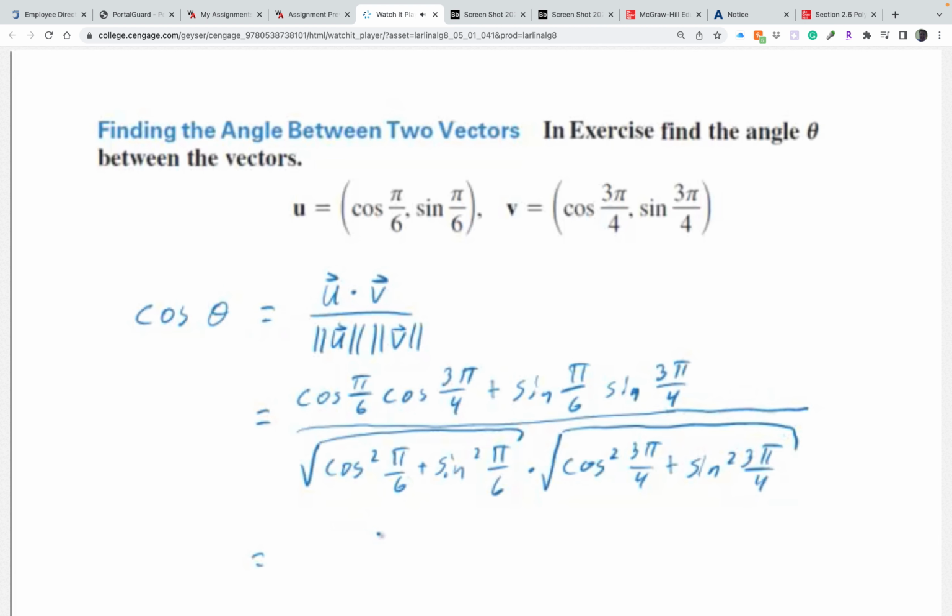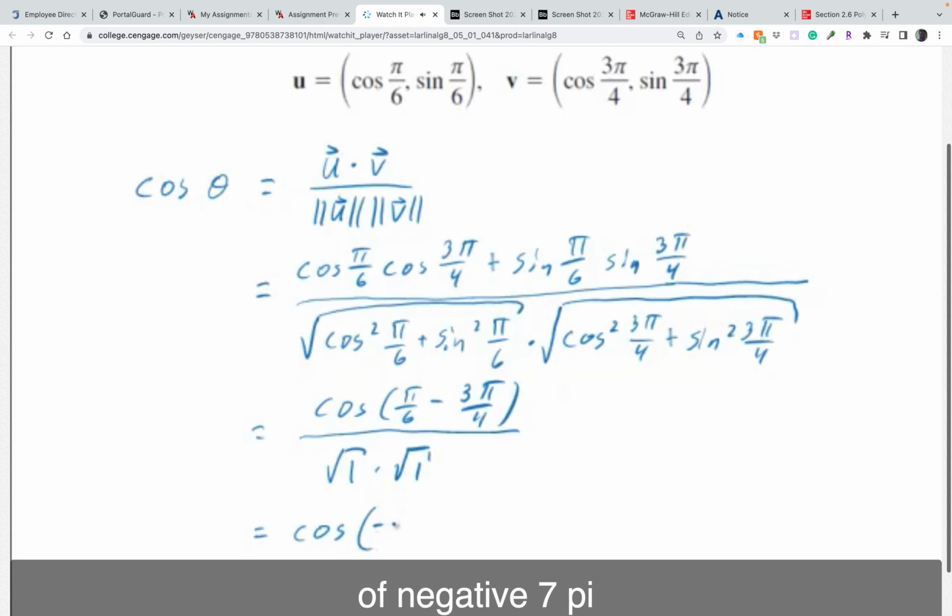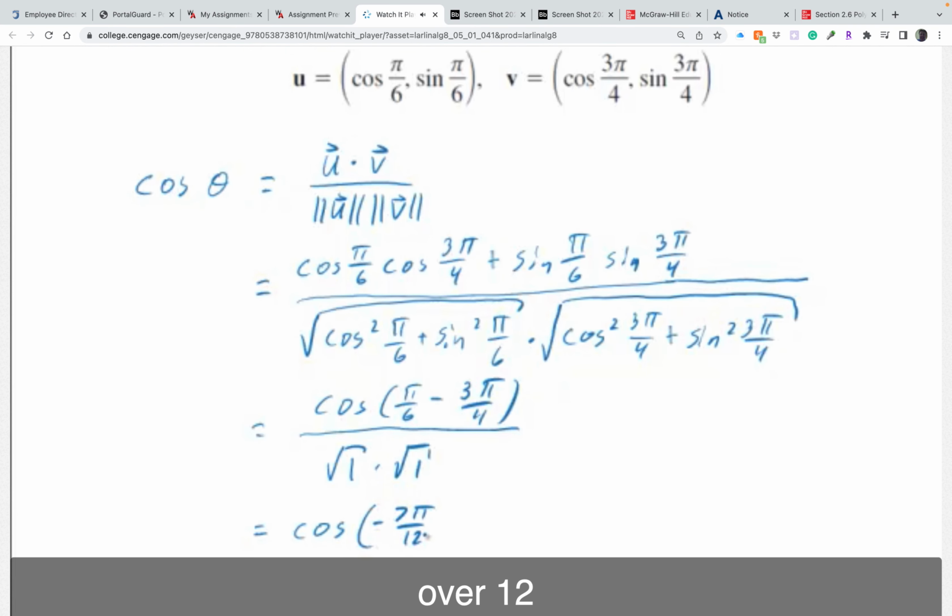Simplifying the numerator and the denominator. For the numerator, we can use a trigonometric sum difference formula to rewrite this as just the cosine of pi over 6 minus 3 pi over 4. For the denominator, both of the square roots are the cosine squared plus the sine squared of the same angle. Therefore, this will just be the square root of 1 times the square root of 1. Or this will be equal to cosine of negative 7 pi over 12.